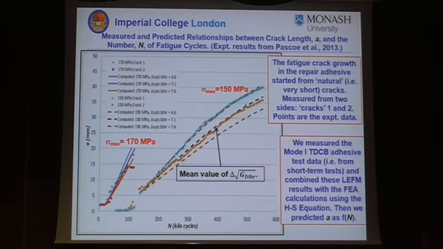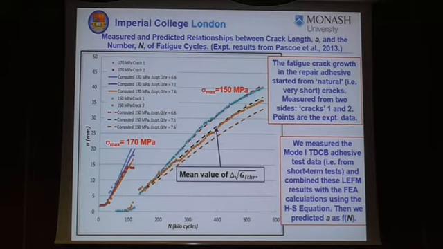The next stage is to look at the data, a slightly busy slide, but this is the crack length against the number of cycles. Just look at 150 megapascals, 170 works equally well. These are John Allen's experiments. He carefully measured the crack length against the number of cycles from both sides of the sample. So we had 2 measurements. Look at the scatter, as you'd expect, between the 2 measurements, they're the points.